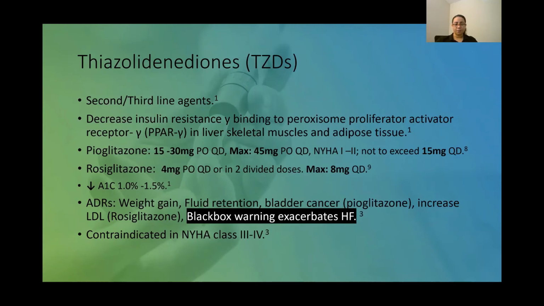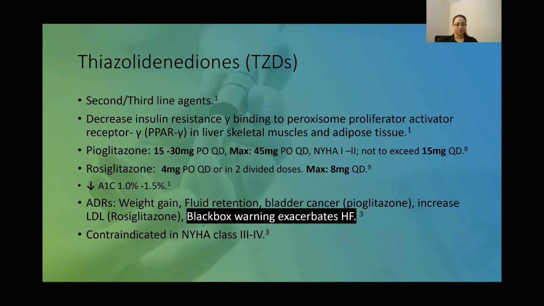TZDs that we have are pioglitazone, which could be started at 15 to 30 milligram by mouth daily to a max of 45 milligram. For patients with class 1 and class 2 heart failure, we should not exceed 15 milligram daily. Another TZD is rosiglitazone, and that could be taken as 4 milligram by mouth daily or in 2 divided doses to a maximum of 8 milligram daily. TZDs decrease A1C by 1 to 1.5%.